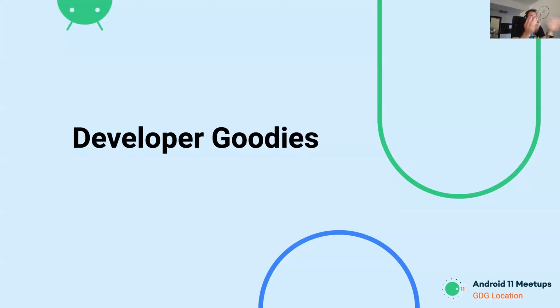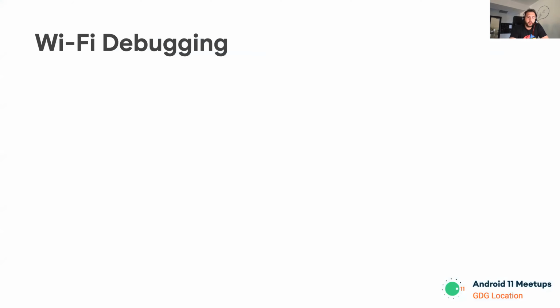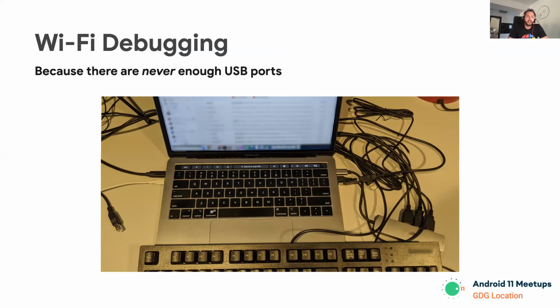All right, these have been things that require a bit of work from our side. Moving forward, Android 11 actually adds some features that are meant to make things easier for us and to make our experience even more fun and enjoyable. First of all, they've introduced Wi-Fi debugging, because there are never enough USB ports, especially with the new Macs and all.